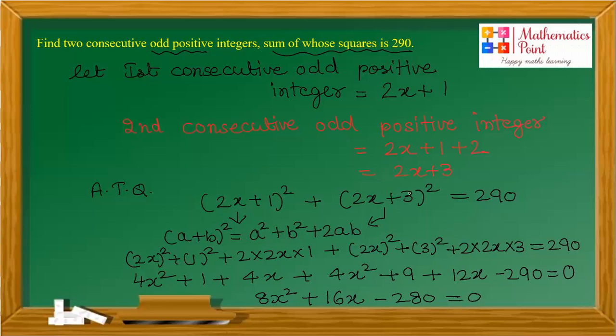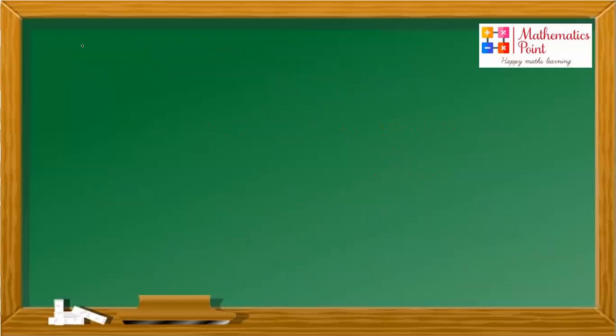Now we have got this expression. Now it's time to factorize it. So what was our expression? 8x square plus 16x minus 280 is equal to 0. Now before we factorize, we can divide the whole expression by 8. So dividing by 8, what do we get? x square plus 2x minus 35 is equal to 0.